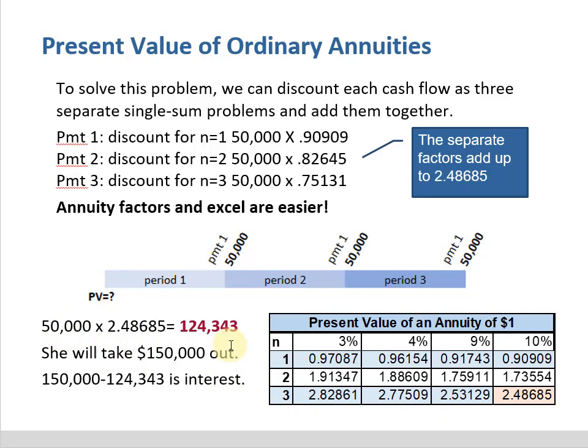If the student deposits $124,343 today, she will be able to take $50,000 out a year for 3 years. So she'll be able to withdraw a total of $150,000. The difference between the $150,000 and the $124,343 is interest that would be earned on those annuity amounts.